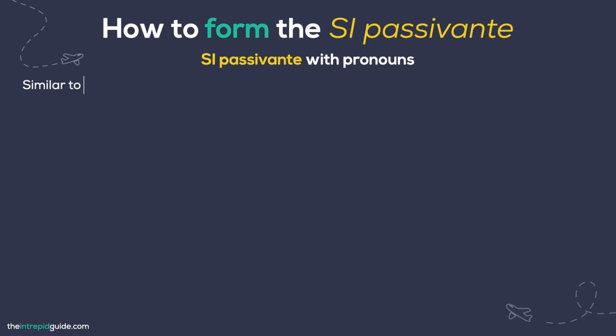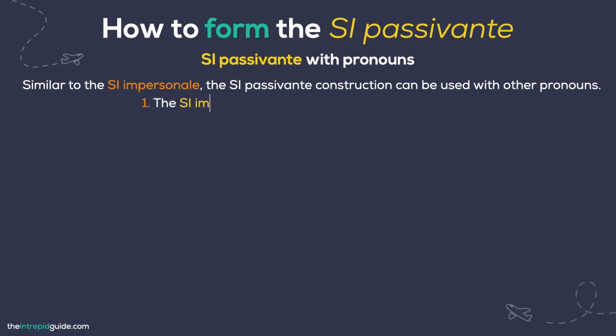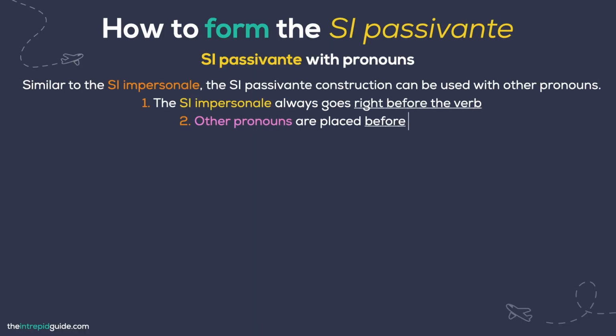Then we have the Si Passivante with pronouns. Similar to the Si Impersonale, the Si Passivante construction can be used with other pronouns. The rules for the word order remain consistent. Si is placed before the verb, and other pronouns must be positioned before si. Take a look at these examples.